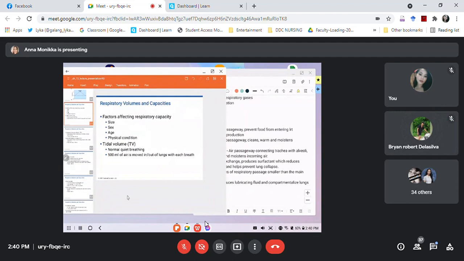Okay. Let's go to respiratory volumes and capacities. The factors affecting respiratory capacity are your size, your sex, your age, and physical condition. You also have your tidal volume. In normal quiet breathing, 500 ml of air is moved in and out of your lungs with each breath.